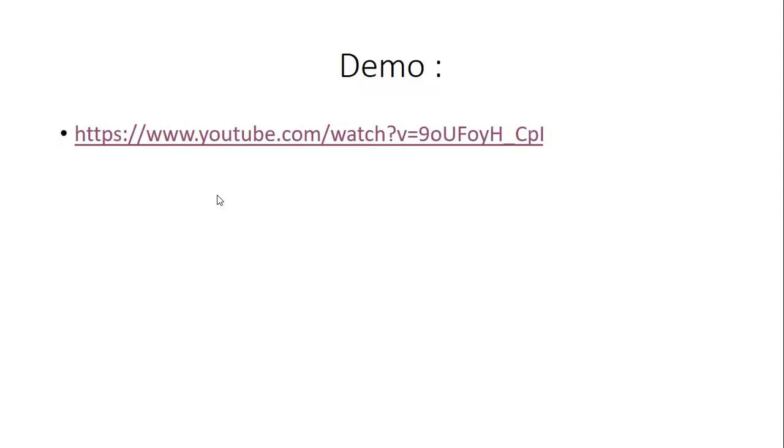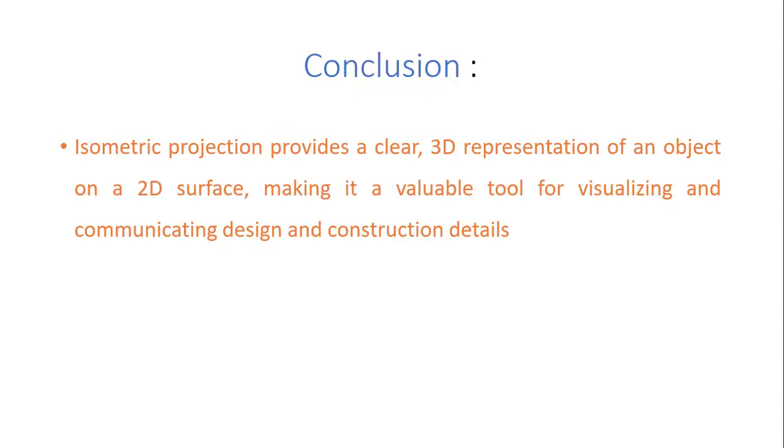So we have observed the demo tutorial on isometric projection of basic solids and combined solids with a video demonstration. So with this information, it is known that isometric projection provides a clear 3D representation of an object on a 2D surface, making it a more valuable tool for better visualization and communicating design and construction details of the object.